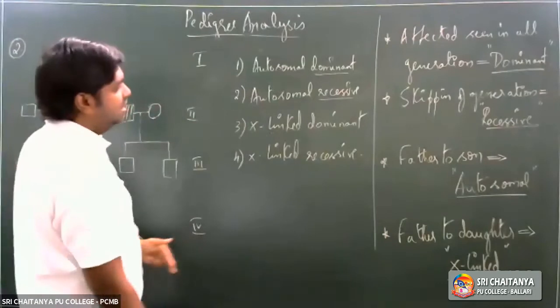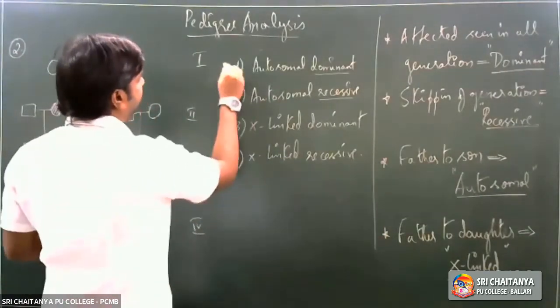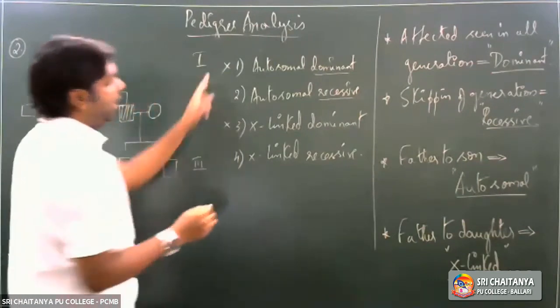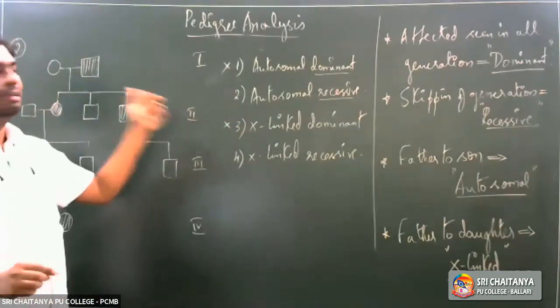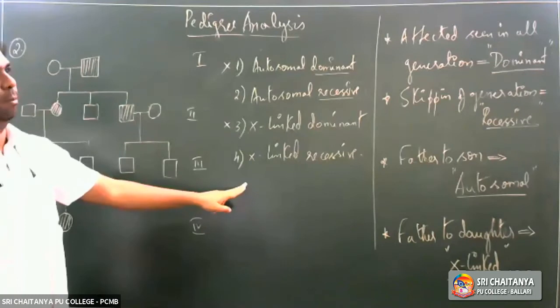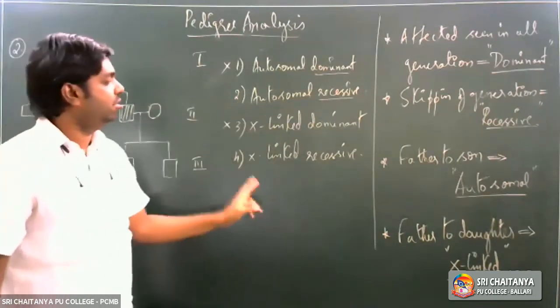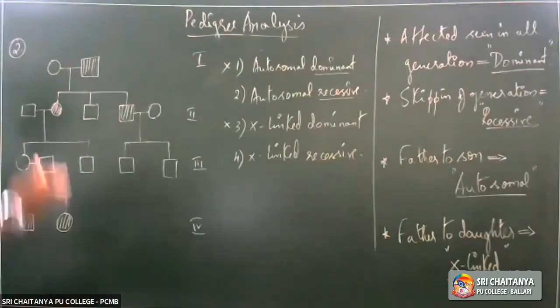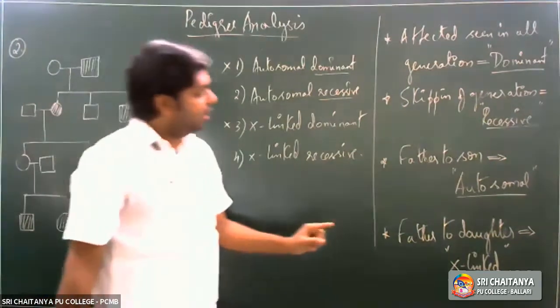Now, since it is a recessive trait, we have eliminated 2 options: option number 1 and option number 3. So our answer lies in option number 2 and option number 4, whether it is autosomal recessive or X-linked recessive. Now again, how do we identify whether it is autosomal or X-linked? Autosomal or X-linked, what was the first thing I told you to see?